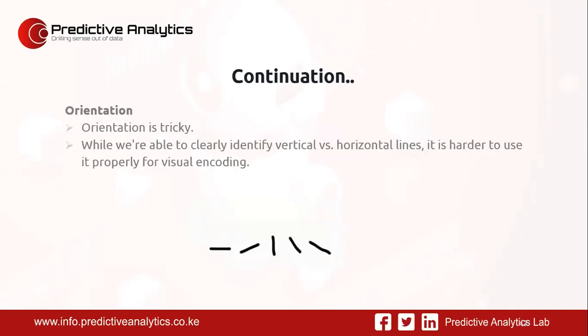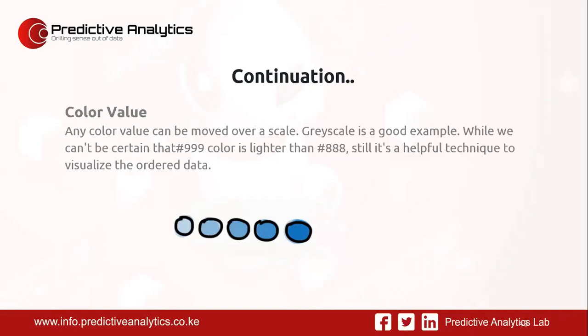We have orientation. Orientation is tricky. While you are able to clearly identify vertical versus horizontal lines, it is harder to use it properly for visual encoding. That's orientation. We have color value. Any color value can be moved over a scale. Grayscale is a good example. While we can't be certain of the hexadecimal value of a color, hash 999 is lighter than hash 888. It's still a helpful technique to visualize ordered data, as you can see in that illustration.